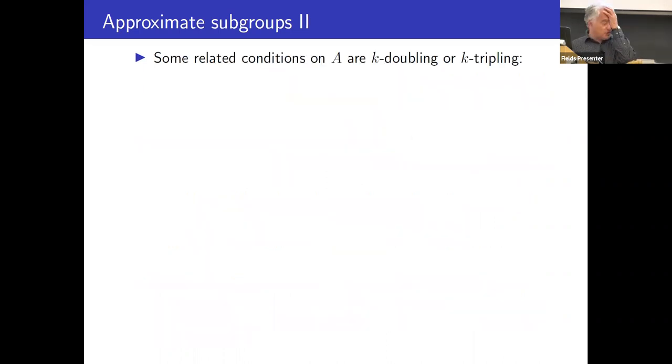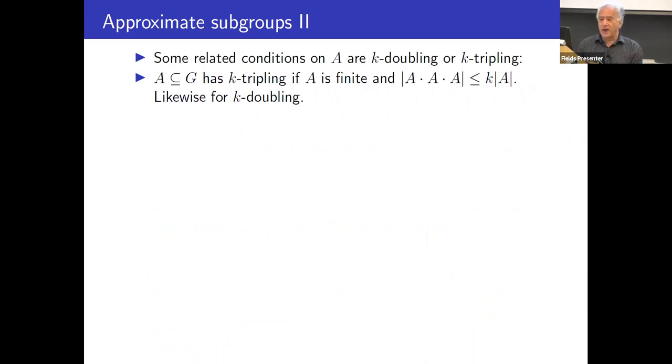There are some closely connected conditions on A, which will actually appear in the hypothesis of the theorem: K-doubling or K-tripling. So K-tripling, for example, is that A is finite. Again, G here is an arbitrary group, but here A is finite. And the cardinality of A times A times A is at most K times the size of A. Likewise, A has K-doubling if the size of A times A is at most K times the size of A.